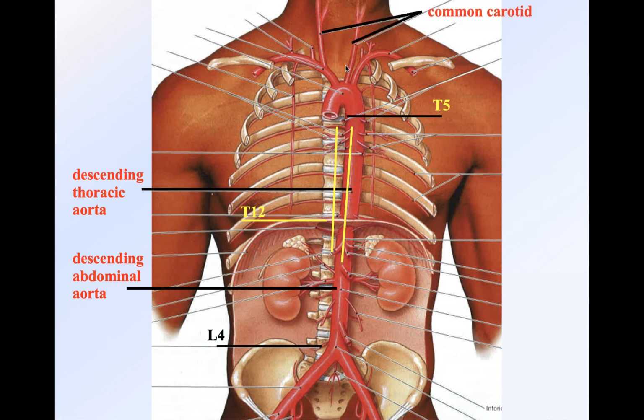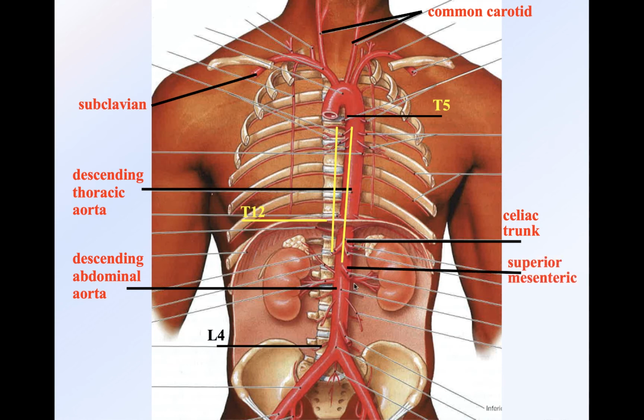Up here, again, we have the common carotids. Left common carotid is coming directly off the aortic arch. Right common carotid is coming off of the brachiocephalic trunk. Okay, there's the right subclavian. This is the celiac trunk. Celiac trunk is going to send blood supply to a number of the organs of the viscera. Here's the superior mesenteric, also going to send blood supply to organs of the viscera. Here's the inferior mesenteric.